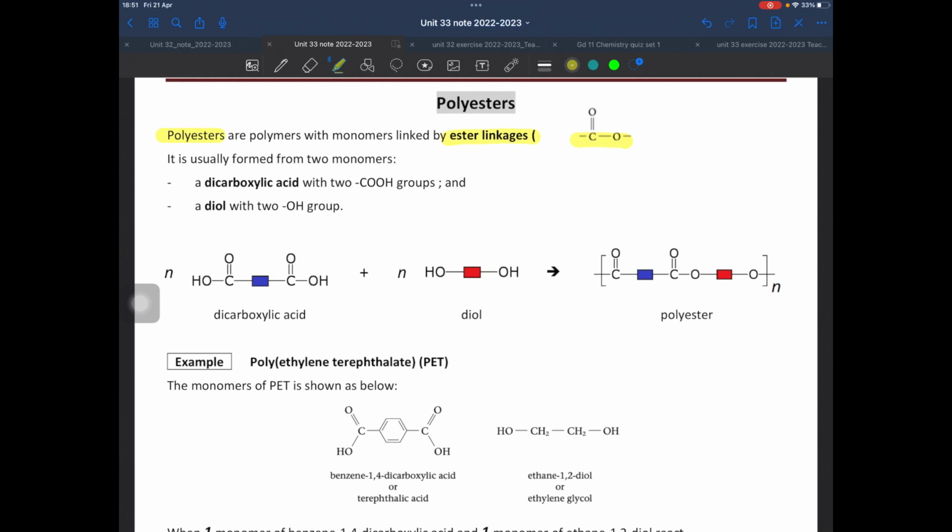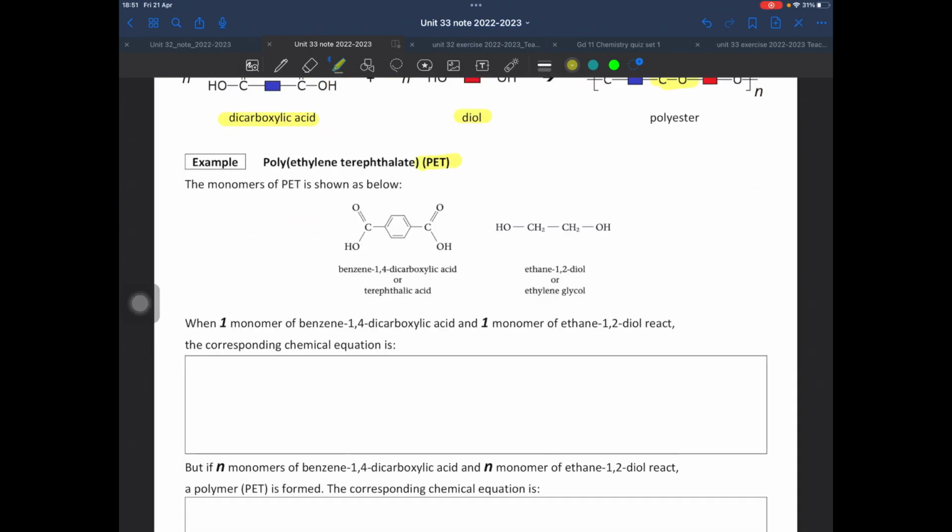One should contain a dicarboxylic acid group, that is a molecule containing 2 COOH, and a diol, that is a molecule containing 2 hydroxyl groups. Take this as an example. After they combine together to form an ester, or you can say esterification, we form polyester. Take PET as an example. Now, the structure of PET, don't worry, no need to memorize.